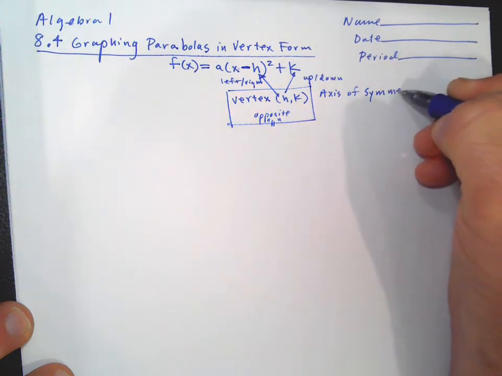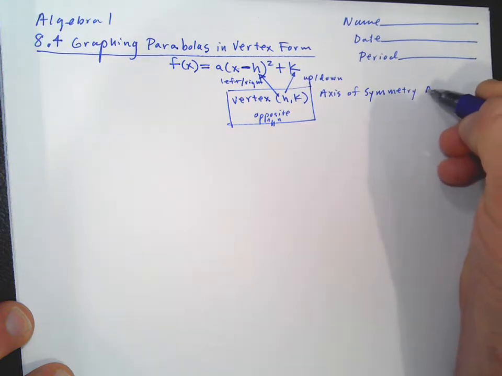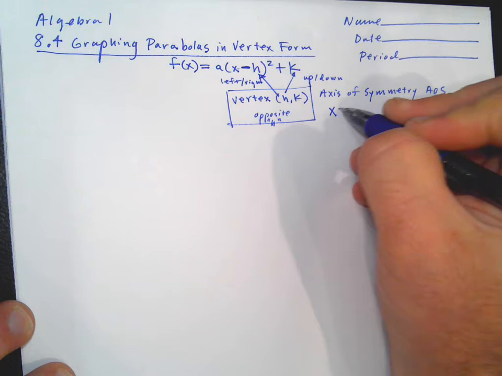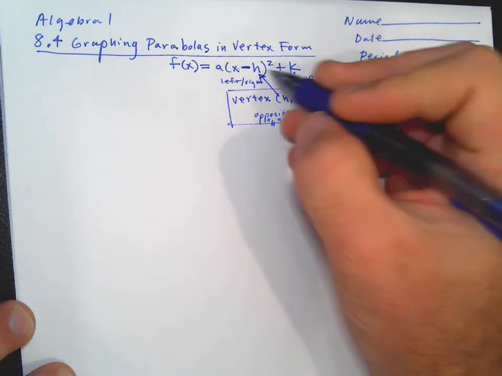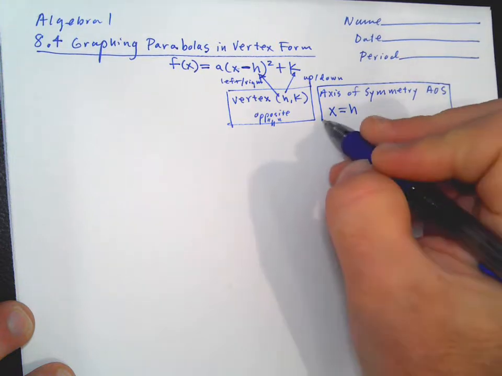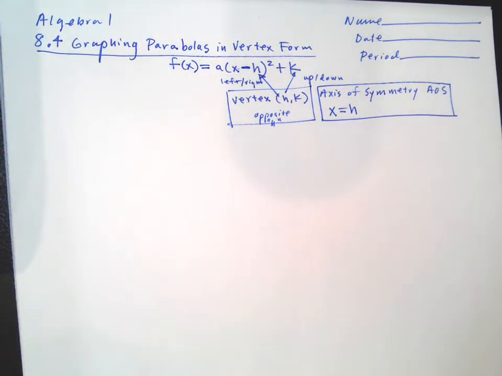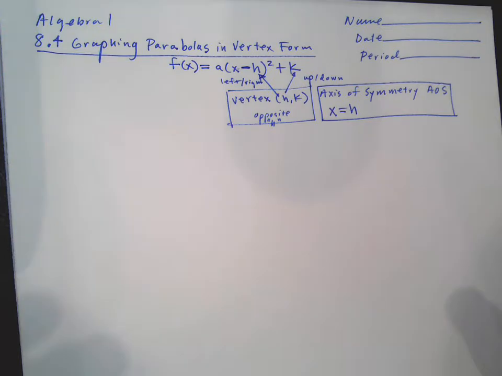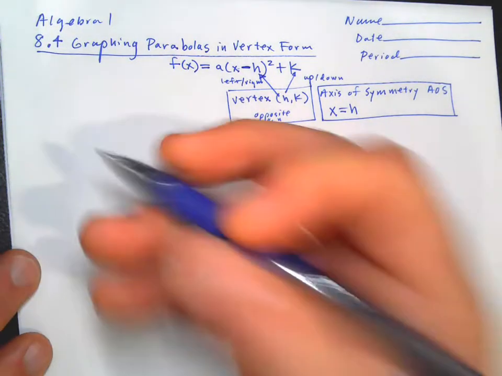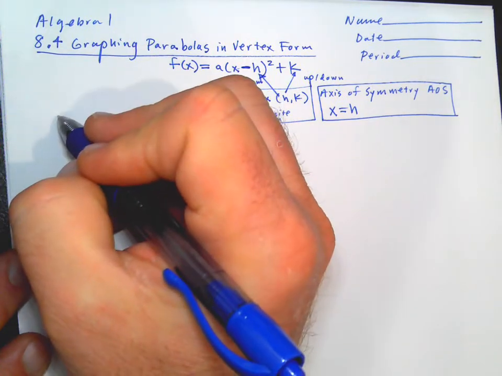We can also easily get the axis of symmetry from this. So axis of symmetry, or AOS, or line of symmetry, it's a vertical line, so it's always x equals some number, and it's going to be where the h is. Now, we're going to just do a couple examples with this and make the graphs and answer a bunch of questions like the ones we've been answering.